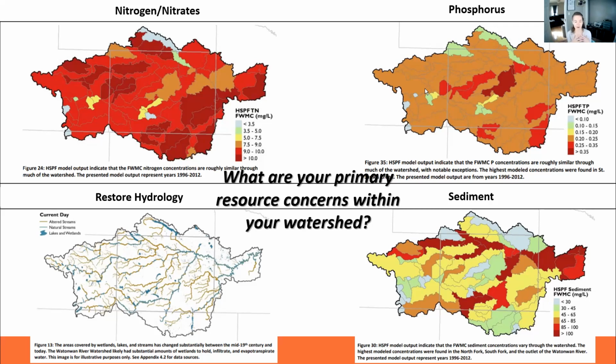Okay, and now we kind of want to spin it around and ask what you think your landowners' priority resource concerns would be. Would they have the same ones as you guys, or do you find that they have other things they're prioritizing when they're making their land management decisions?